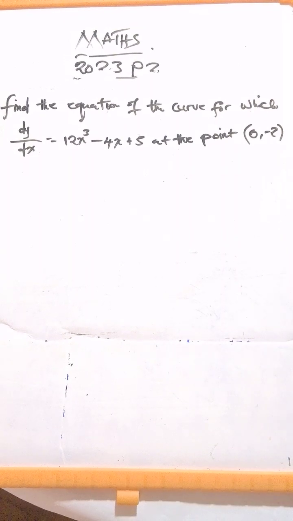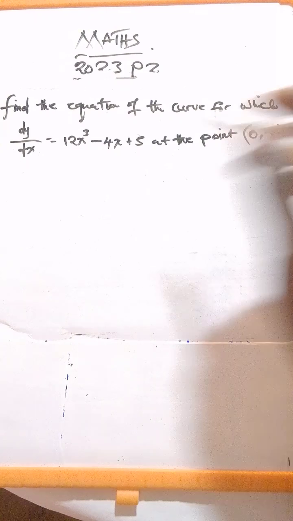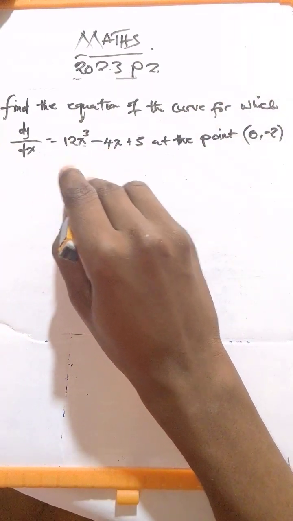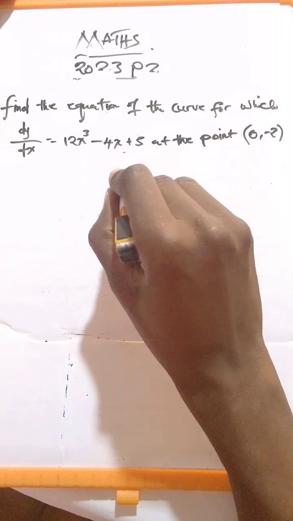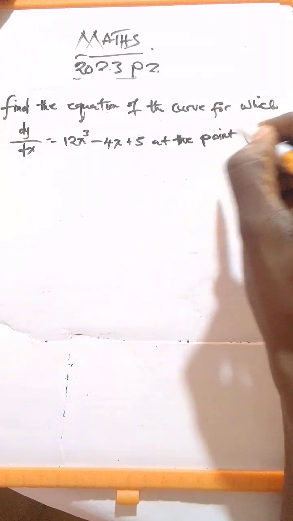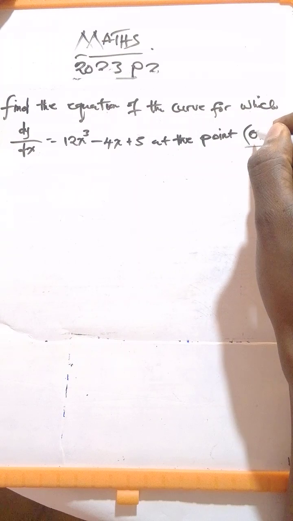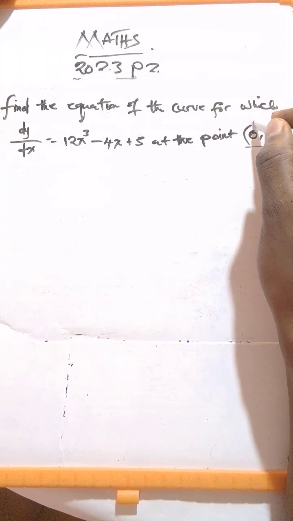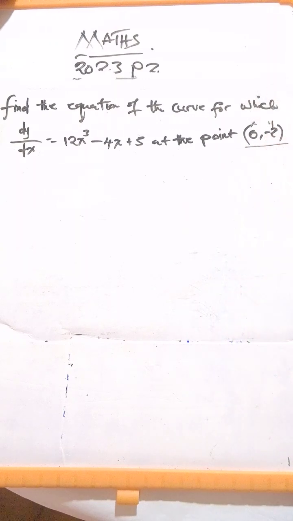So this question is on calculus. So find the equation of the curve for which dy/dx is equal to 12x to the power 3 minus 4x plus 5 at the point 0, negative 2. So this means that this is the x value, this is the y value.